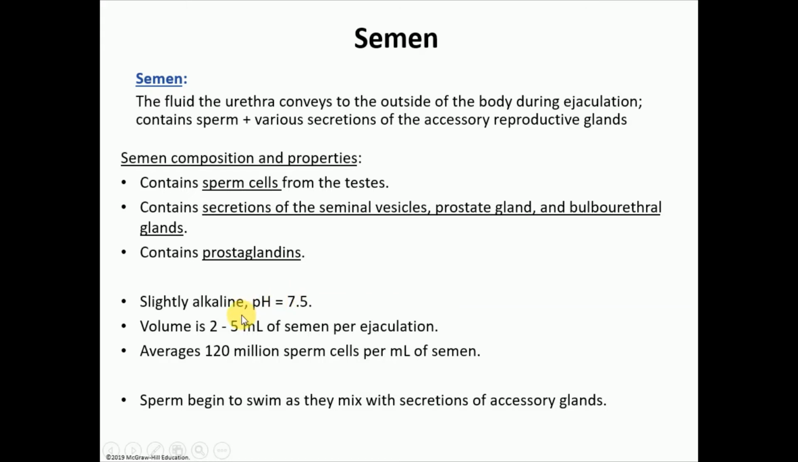The volume per ejaculation is about 2 to 5 milliliters of semen. If you're not sure how much that is, 5 milliliters is a teaspoon. And per milliliter of semen is about 120 million sperm cells. And sperm, as I said, when they're made, without these secretions, they won't be able to swim in the absence of the secretions of all of these accessory organs.